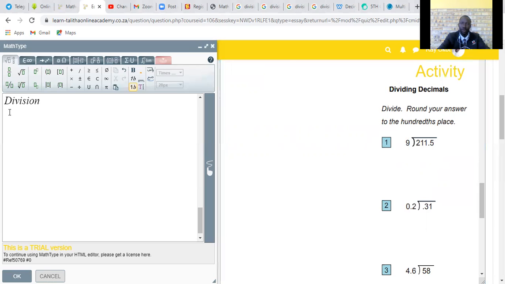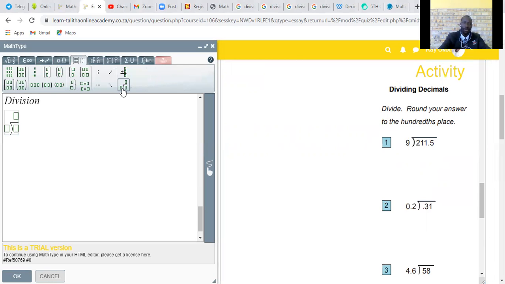Well, what do we have? Right, let's have it here. Okay, so we are supposed to divide 211.5 by 9. Okay, so what is the first step? Now notice that this is the same case as what we have just done, dividing a decimal fraction by a whole number.